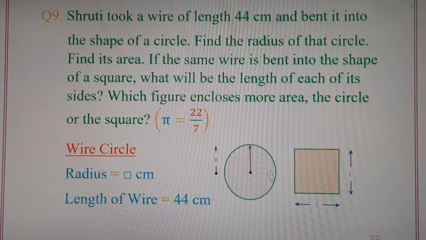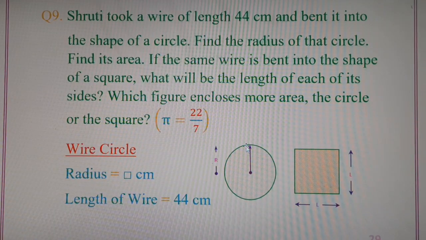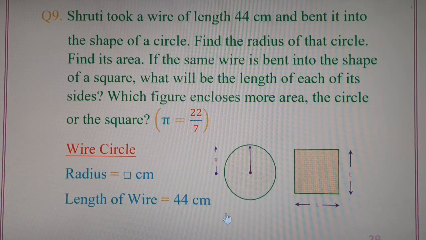Even the perimeter of the circle will be 44 centimeter. We can say circumference of the circle is equal to perimeter of the square, because both of them are made from the same wire, which has length 44 centimeter. So we can say circumference of the circle is equal to perimeter of the square. So let us check out how we can do this sum.